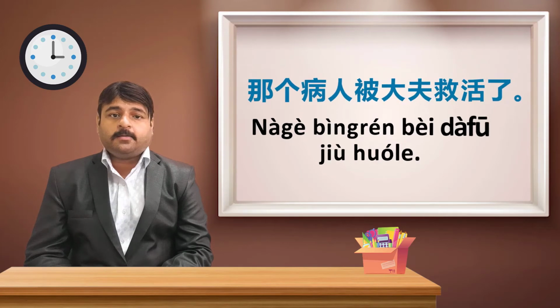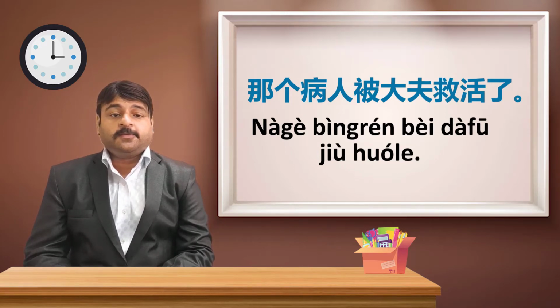那个病人被大夫救活了. That patient was saved by the doctor. In a simple sentence, we would have said, the doctor saved that ill patient. In a passive sentence, we are saying that ill patient was saved by the doctor. Using the particle bei, we make this sentence a passive sentence.